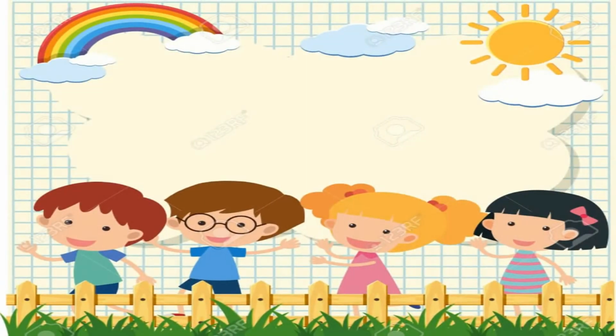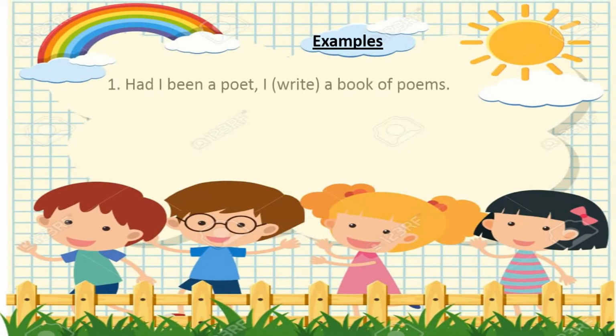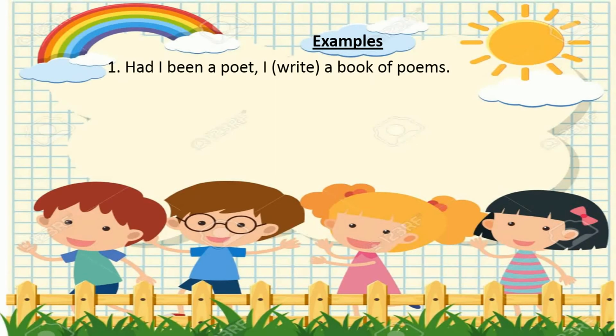This is a similar example with the structure. Had plus subject, that means I, plus been. Been is the past participle form of be. So had plus subject plus past participle, plus again another subject, that means I. In bracket, write a book of poems.